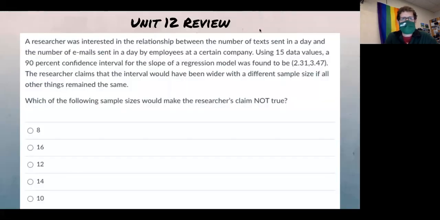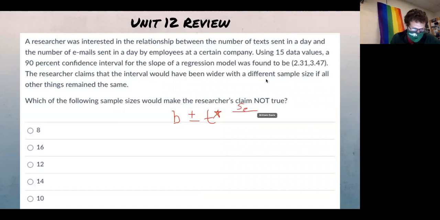So the 90% confidence interval was given right here. And the important thing is, what is going to make this wider? And just in general, one thing to remember is that your margin of error for a confidence interval is going to be b plus or minus your t star times your standard error. And your standard error is defined as, oh gosh, what's the formula? I'm going to have to look, I don't have this one memorized. There it is. It's S sub e over S sub x times the square root of n minus 1.